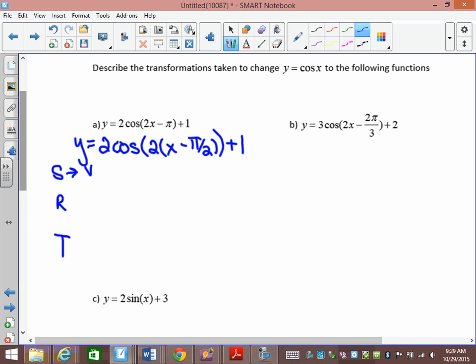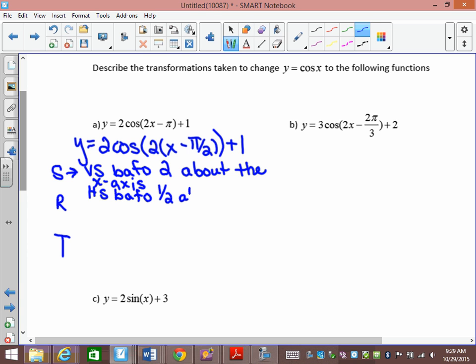Stretches. We have a vertical stretch by a factor of 2, because it's not with the y, about the x-axis. We have a horizontal stretch by a factor of 2 or a half. Horizontal stretch is always flip, right? Because it's always with the variable. So horizontal stretch by a factor of a half about the y-axis.